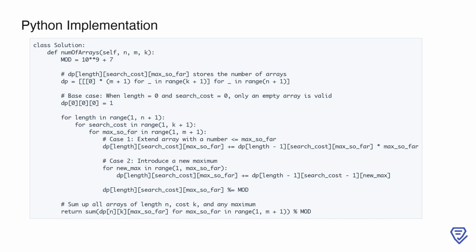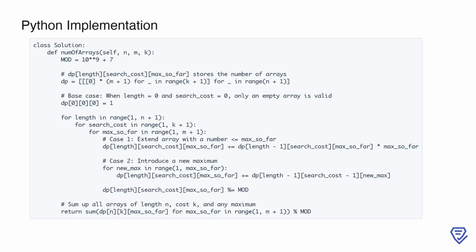This Python implementation solves LeetCode problem number 1420, build array where you can find the maximum exactly k comparisons. Let's break it down step by step. The function numOfArrays takes 3 parameters: n, the length of the array; m, the maximum possible value in the array; and k, the number of times a new maximum value is introduced. The problem is solved using dynamic programming.